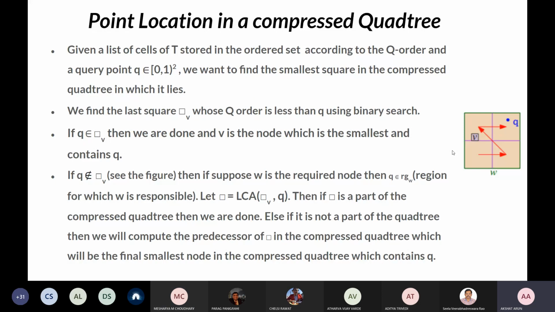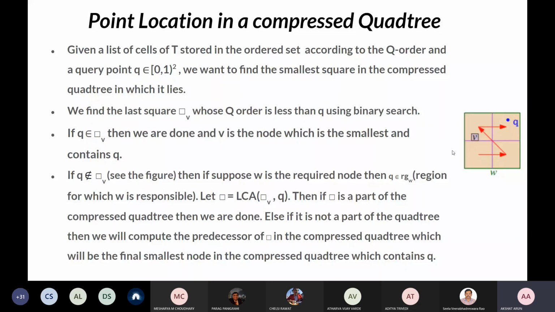So now we see point location in a compressed quadtree using Q ordering. Given a list of cells of T, the quadtree, stored in an ordered set according to Q order, and a query point Q in the region 0 to 1 square, we want to find the smallest square in the compressed quadtree in which it lies. We first find the last square, square V, whose Q order is just less than Q using binary search.